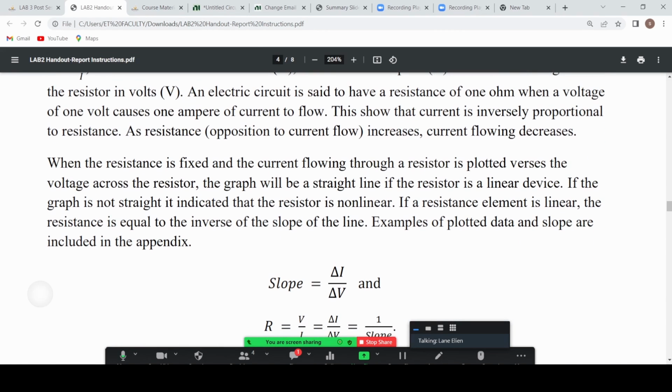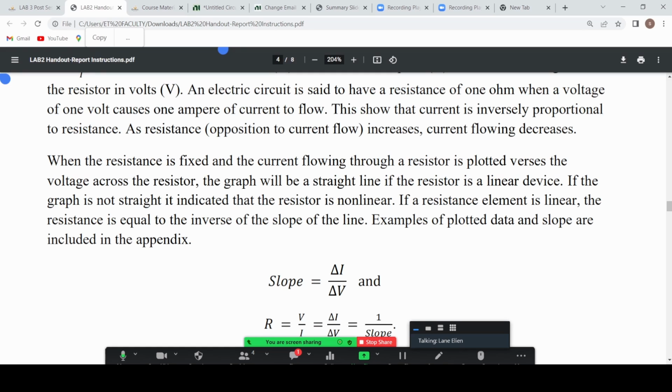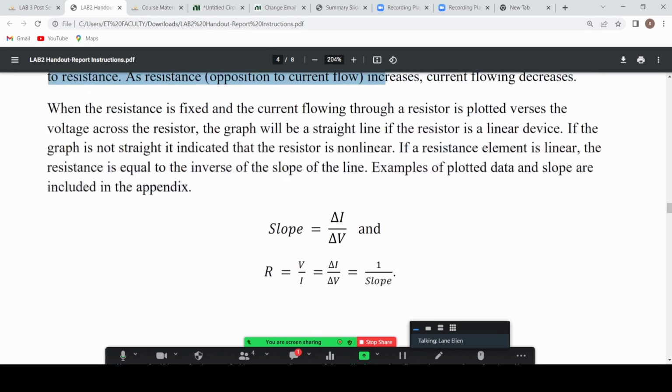All right. Again, based on this equation, a circuit is said to have 1 ohm of resistance when 1 volt causes 1 ampere of current to flow. So you will need this when you describe Ohm's law.